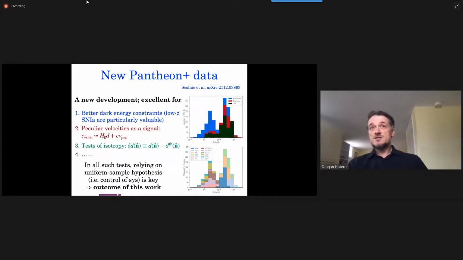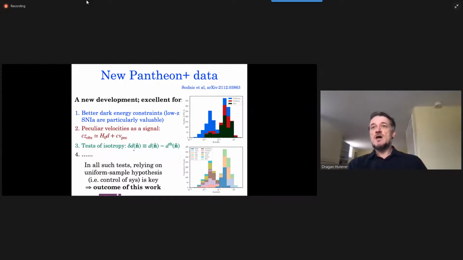With peculiar velocities, the redshift you observe is related to the distance, but they differ by the peculiar velocity term. So if you measure the redshift at low redshift, and you know the distance because it's a standard candle, then you can have a pretty high signal-to-noise of peculiar velocities, which can be used to probe the velocity field and the local density field. So this is another basic test of the model.